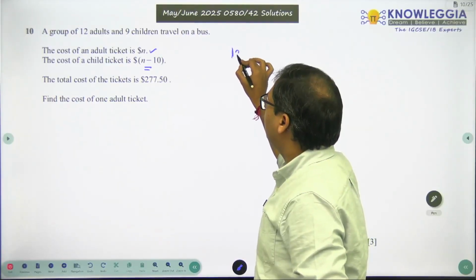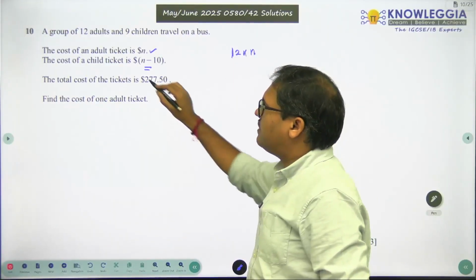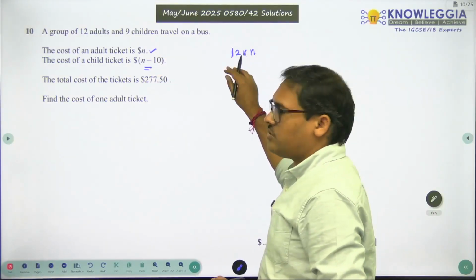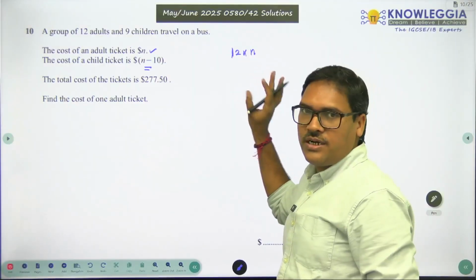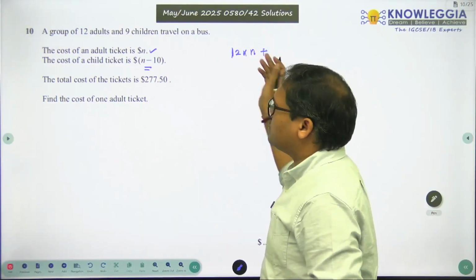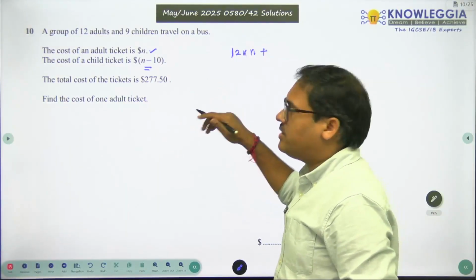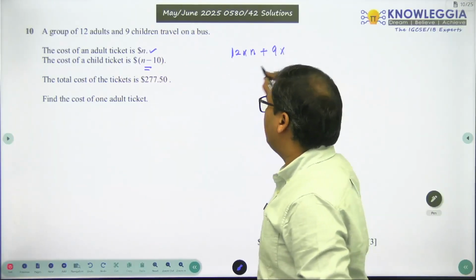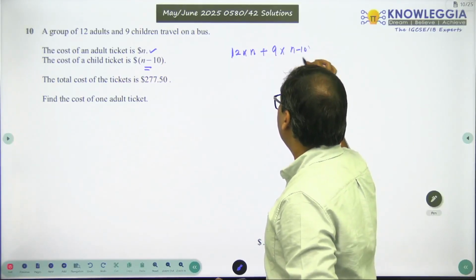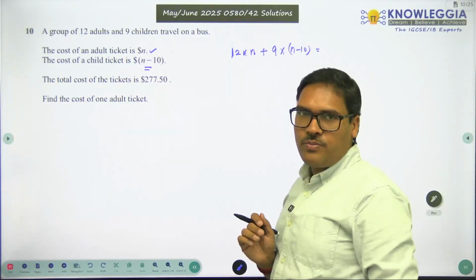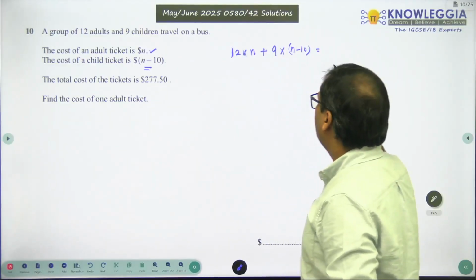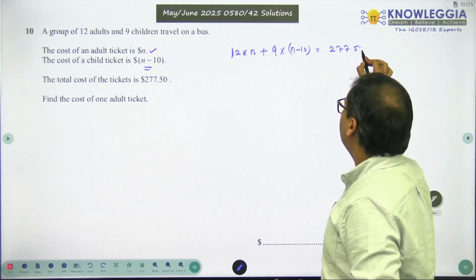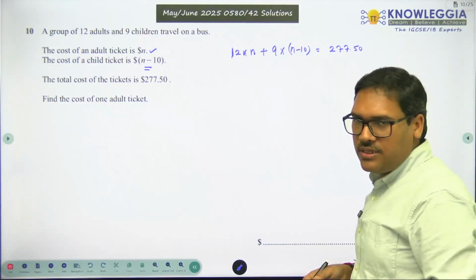12 adults, and for each adult the cost of a ticket is $n. So this is the total cost of tickets for adults, plus the cost of tickets for children. There are 9 children, and the cost of each ticket is n minus 10. So this is the total amount which needs to be paid, the total cost, which is equal to $277.50. So now you have to just solve this linear equation.